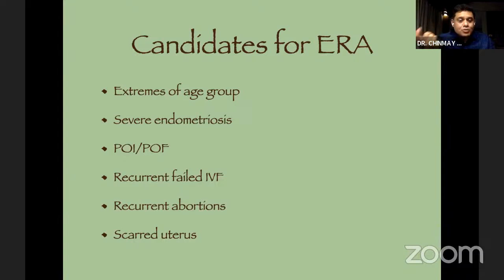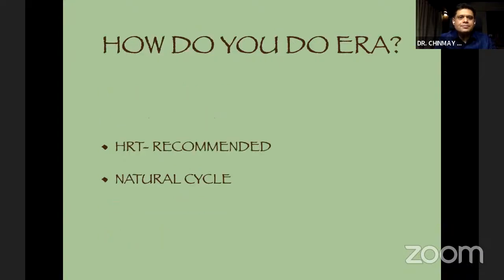The last is scarred uterus, wherein if you have multiple surgery history, myomectomy, adenomyomectomy, septum dissection, and if you are not going to find a positive cycle, then perhaps you should consider doing this. Now, how do you do endometrial receptivity analysis? After doing close to 500 cycles, I'll recommend all of you that even if they tell you to do HRT cycles, natural cycles, please don't do endometrial receptivity with natural cycles.